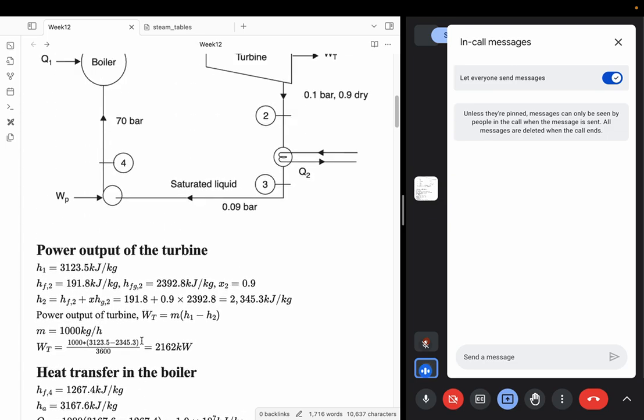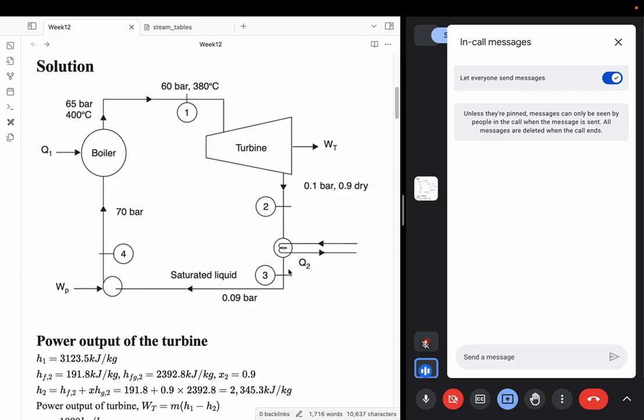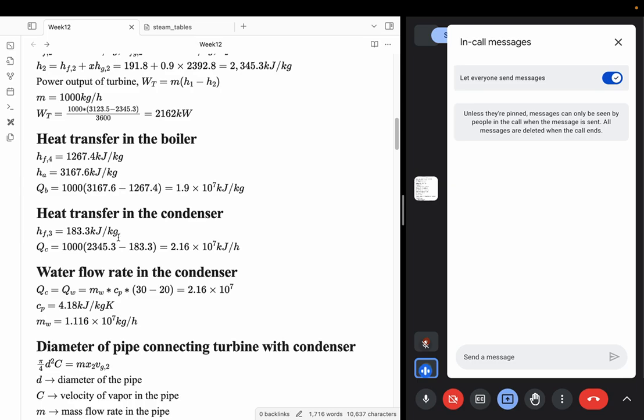Similarly, inside the condenser, so this is my condenser. The inlet is 0.1 bar with 0.9 dryness fraction, so you can calculate H2. Similarly, this is saturated liquid at 0.09 bar, so you can calculate H here also. Once you have both the H values, you can directly substitute to get the value of the condenser heat.